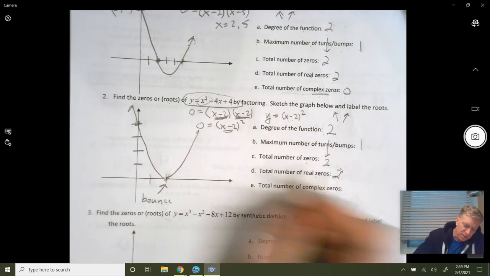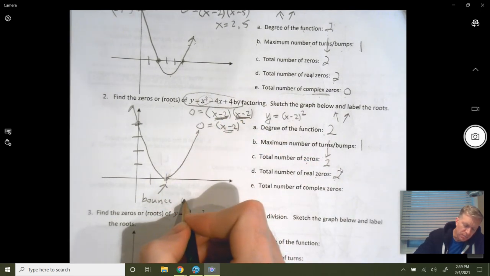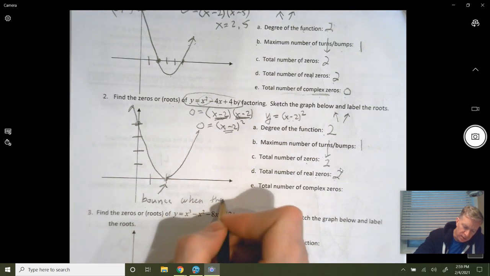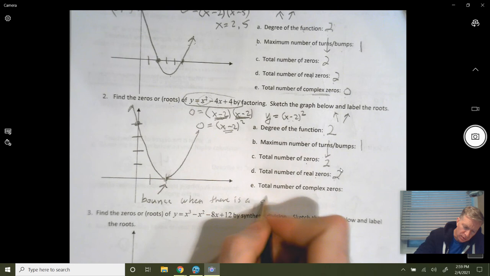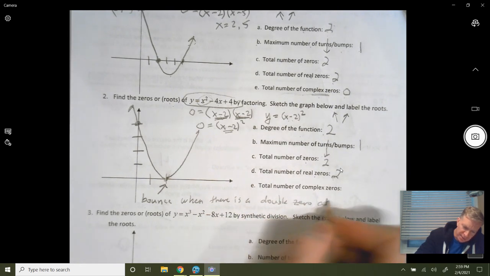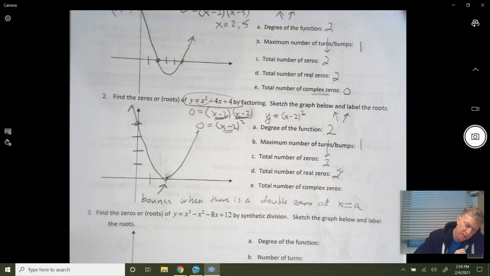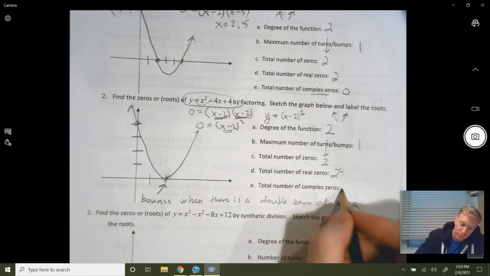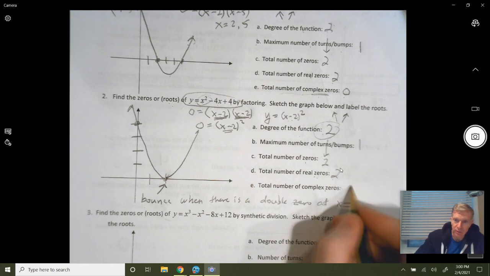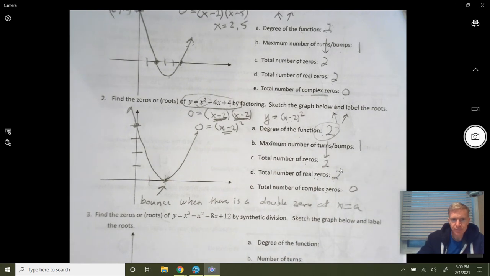Okay. There's a bounce when there is a double zero at x equals some value. Okay, say x equals a. Here it's x equals 2. Total number of complex zeros? Well, there were 2 total. Both of them were real, and so there's 0 imaginary. Okay, let's go to the next one.